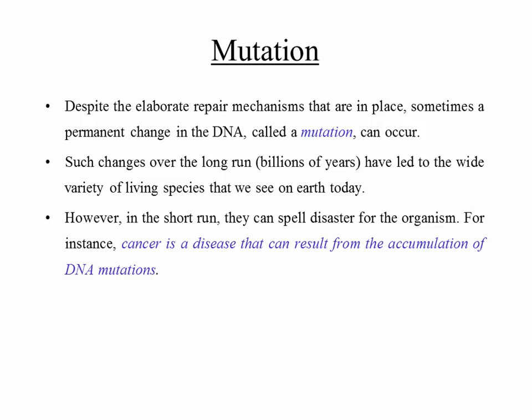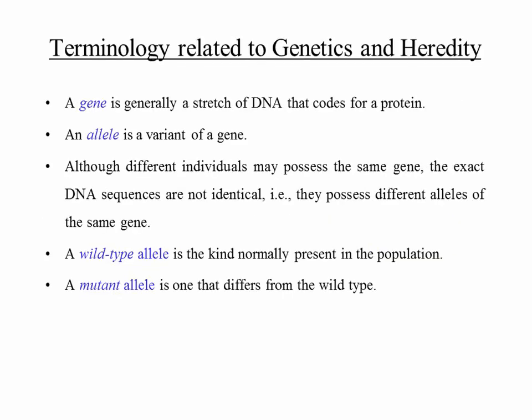Let's say the temperature of the world went up by several degrees, almost all of us would be dead. Some organisms would survive and they would take over, right? That's what will happen. However, in the short run, DNA mutations can spell disaster for the organism, especially if it's a multicellular one, because your cells are going to behave in ways they should not. For example, cancer is a disease that can result from the accumulation of DNA mutations. Okay, any questions so far? I will talk a little bit about cancer later on in this course.